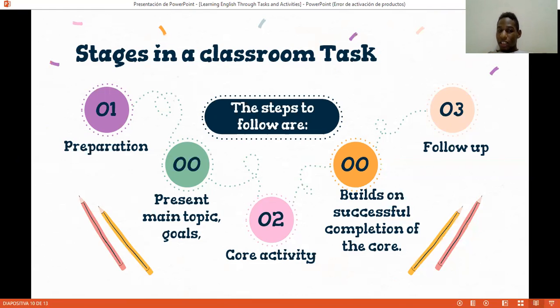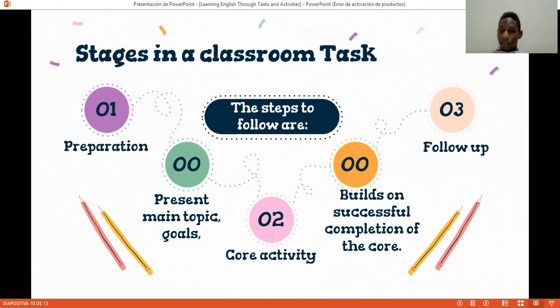Between the preparation and the core activity, we are going to present the goals, I mean the objective of the task or the activity, also the main topic, and then we are going to present some interesting activities in such a way in which our students are interested in the class. So it is like a warming up period.